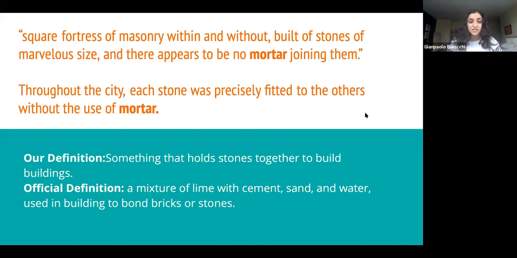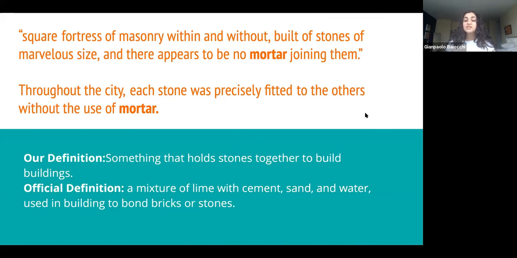And based on those sentences, we can conclude that mortar is something that holds stone together. So the definition that we would come up with is something that holds stone together to build buildings. The official definition is a mixture of lime with cement, sand, and water used in building to bond bricks or stones. So we don't really care whether or not it's made of cement, sand, or water. The purpose, what it does to hold together bricks and stones, is the thing that we actually needed to know. And we were able to figure that out all by ourselves.